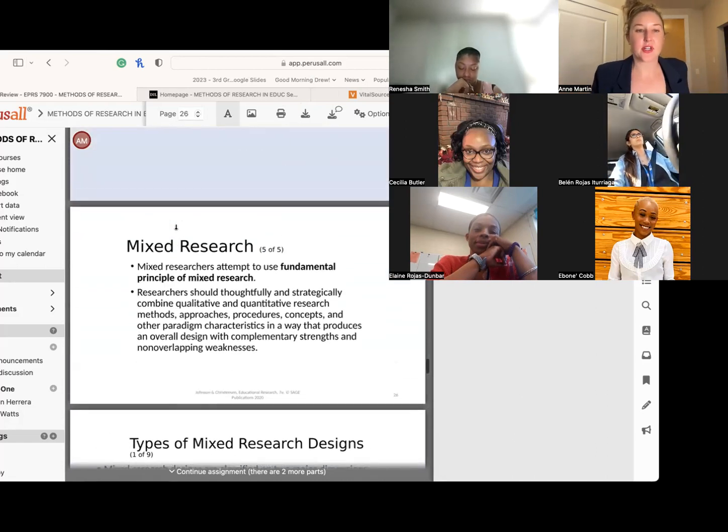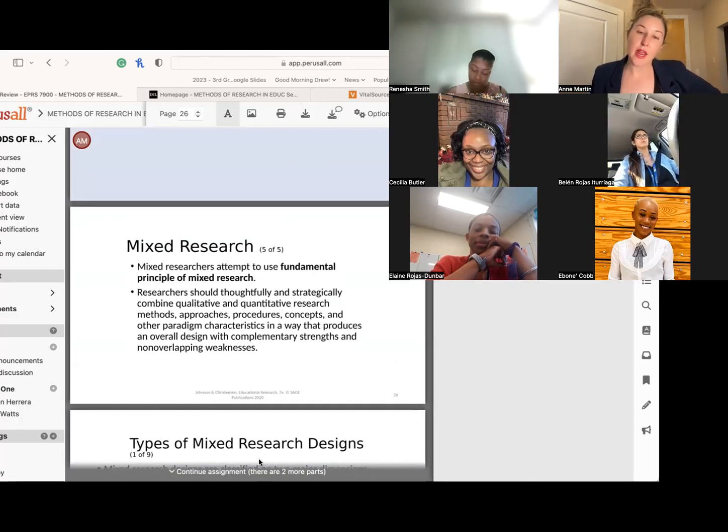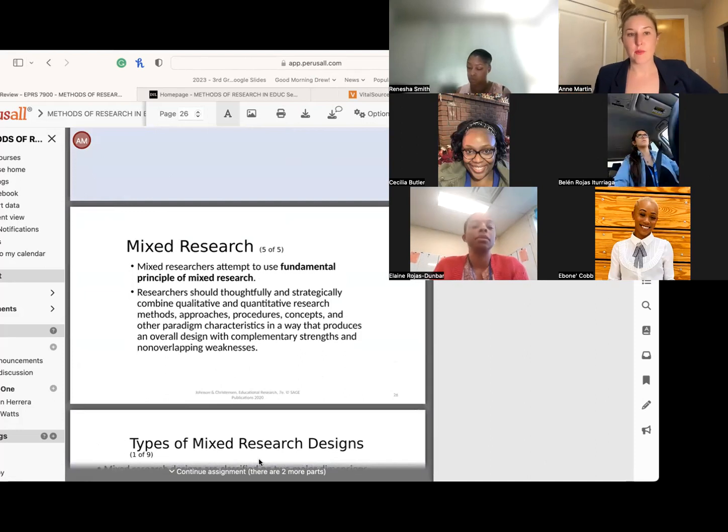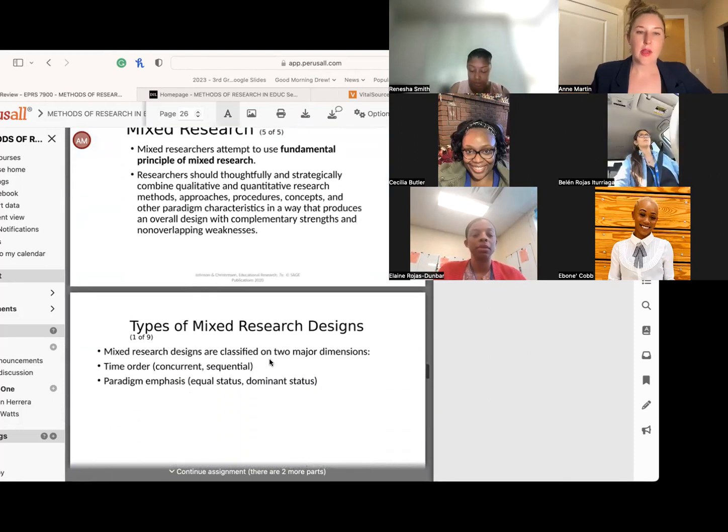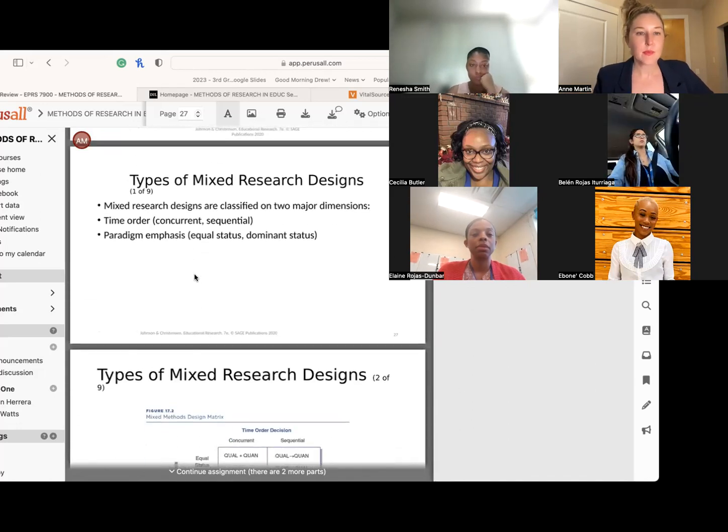And then mixed research. This is when you have a research question that you think can best be answered by drawing from both qualitative and quantitative methods, and where the paradigms are complementary, and by paradigm I just mean design, qualitative versus quantitative, and they can complement each other and are not overlapping.